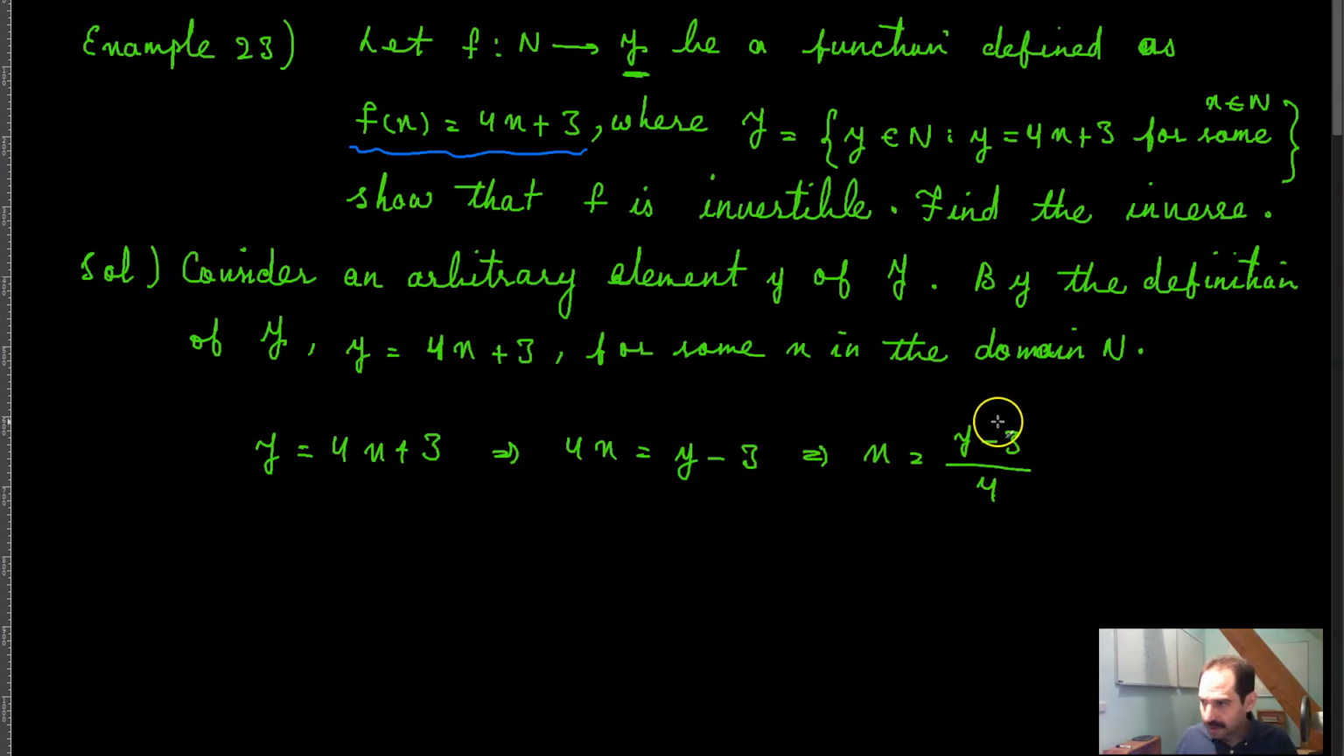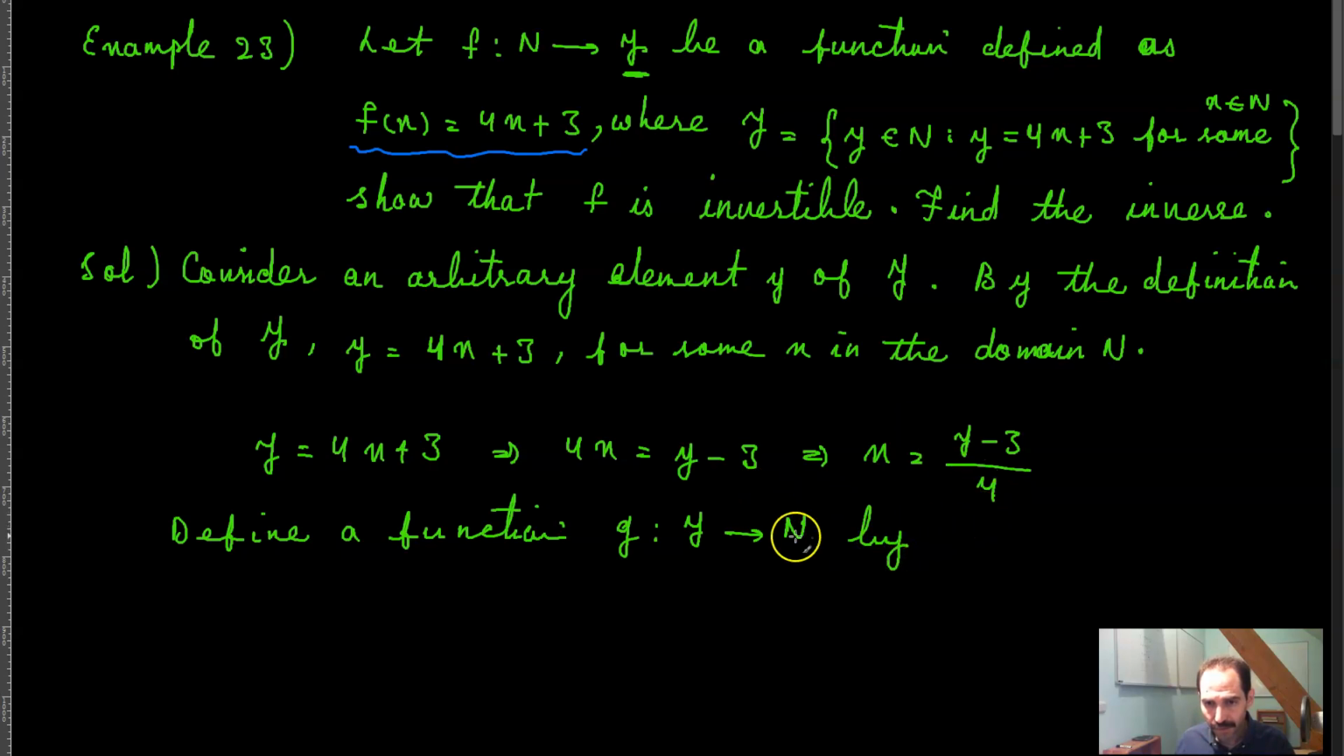Now, based on this, you can define a function. You can call it anything that you want. For example, g from the set y to the set n by the rule, g of y is equal to y minus 3 divided by 4.